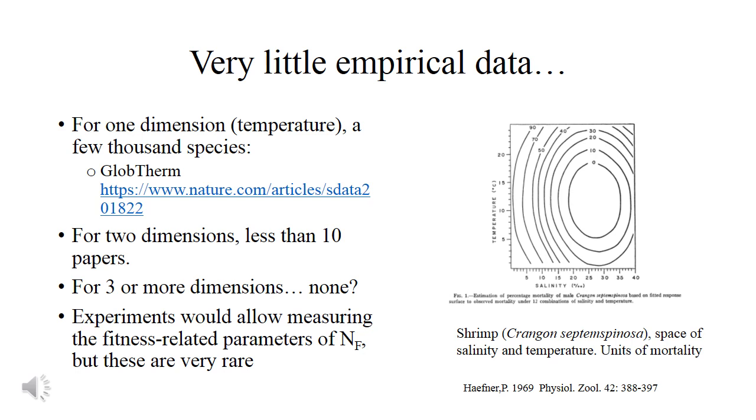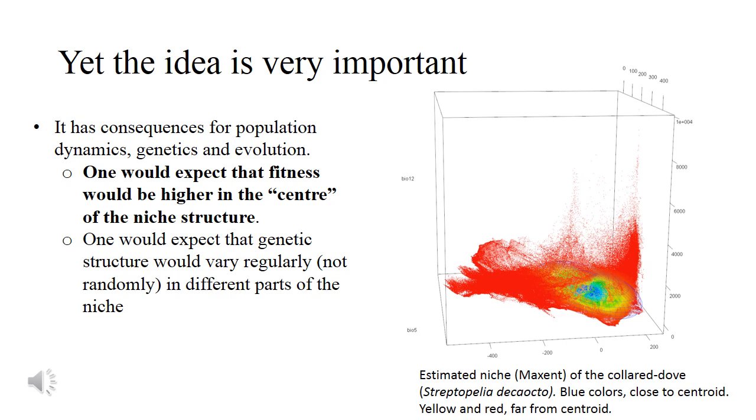This is a fact of life. Experiments would allow measuring the fitness related parameters of the fundamental niche, but these experiments are very, very rare. Despite the fact that few experiments are in regards to the structure of niche in many variables measuring fitness, the idea is very important. It has all sorts of consequences for population dynamics, for genetics, for evolution. One would expect that fitness would be higher in the center of the niche structure. Also, one would expect that this genetic structure would vary regularly in different parts of the niche.